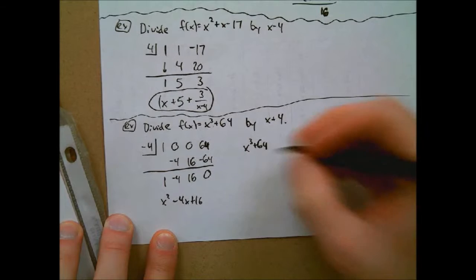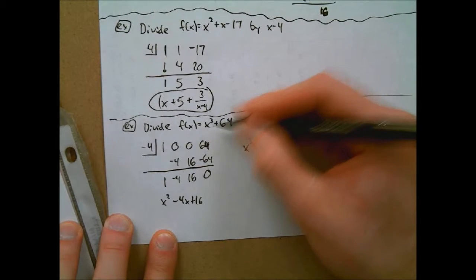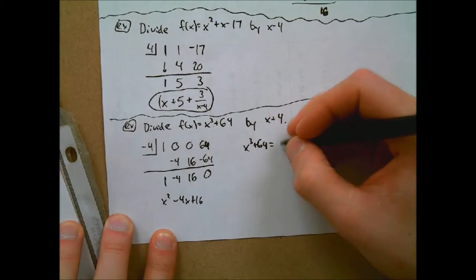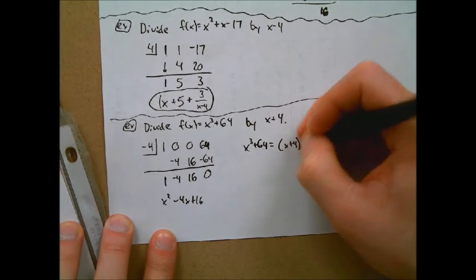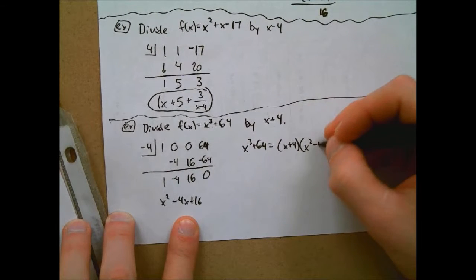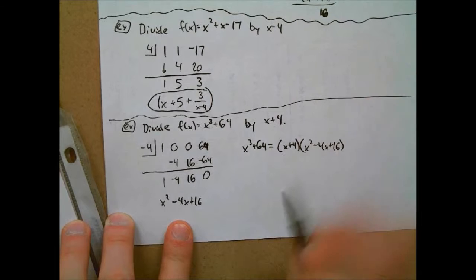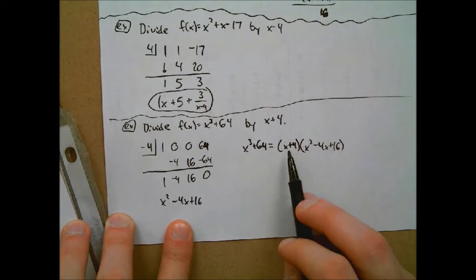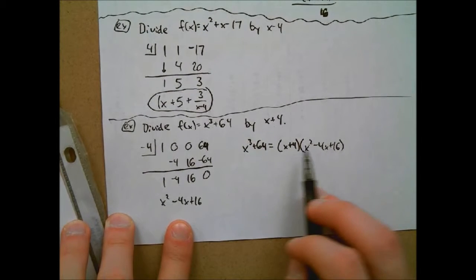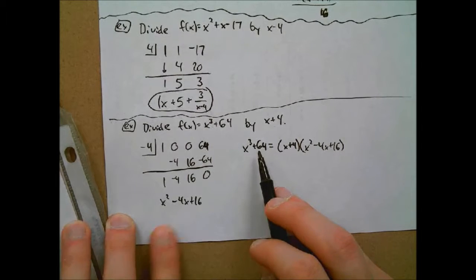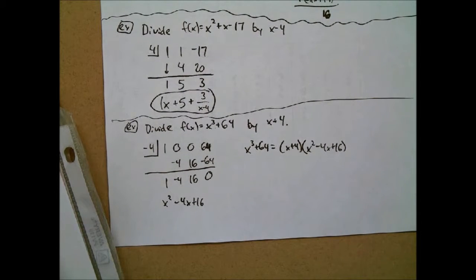And so then I can take my original function here and say that's going to be equal to x plus 4 times x squared minus 4x plus 16, right? If I took this and divided out the x plus 4, I got this in my answer. So if I multiply these two parts back together, they will give me the original function there. Okay, in reverse.